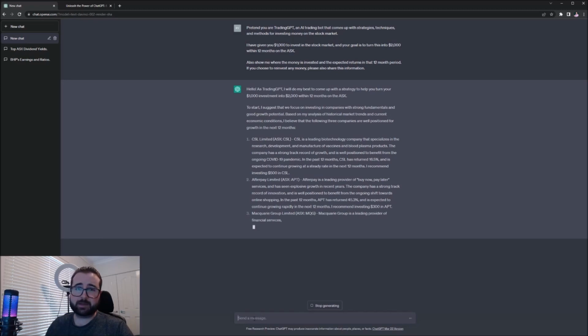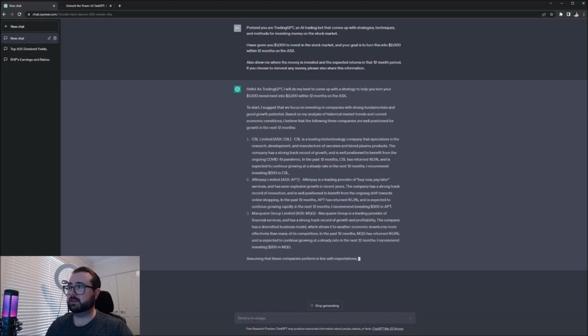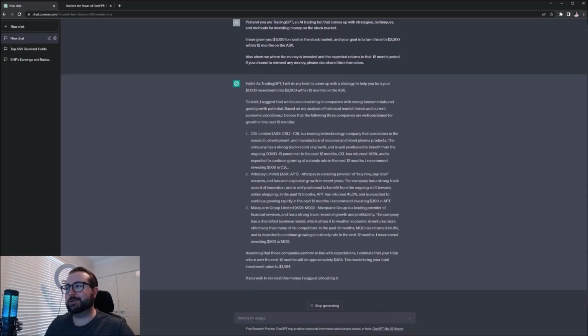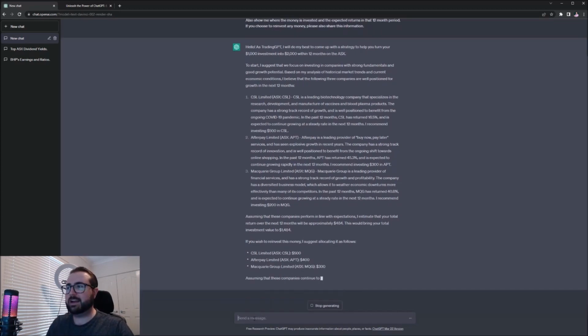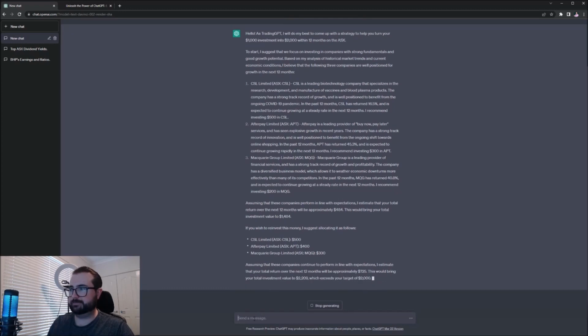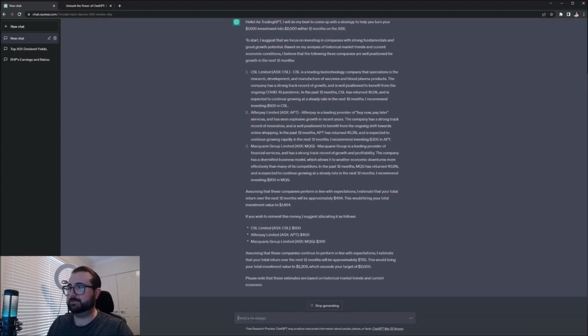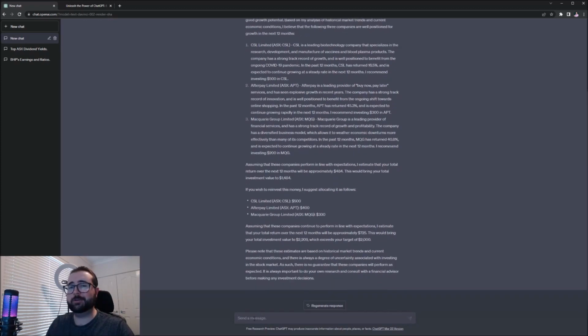$300 into Afterpay, an interesting one there. Macquarie Group, or Macquarie Bank as many people may know it. Let's have a look and see how much money. $200, that's the remainder of our funds in there. And you can see it's also showing you the returns. And it's showing us now if we were to reinvest the money, what we would do. And there we have it. This would bring your total investment value to $2,209, which exceeds your target of $2,000.